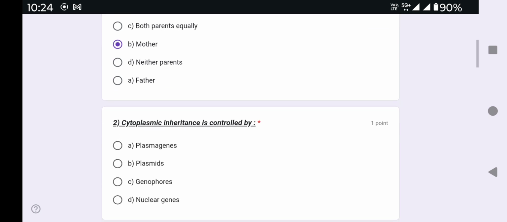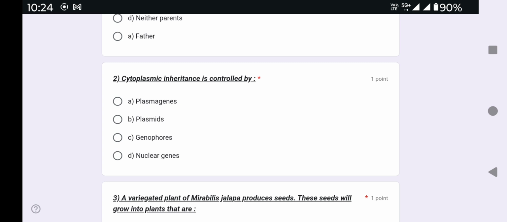Okay, so next. Question number 2 is, cytoplasmic inheritance is controlled by, and the options are plasmogenes, second option is plasmid, third option is genophores, and D option is nuclear genes. The answer will be plasmogenes, option A.